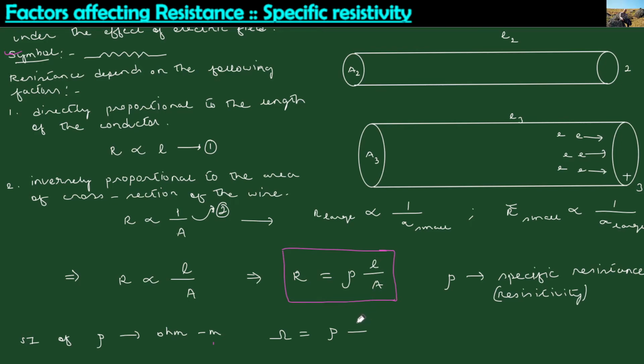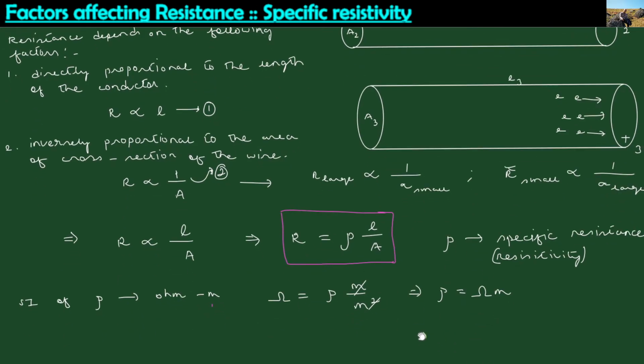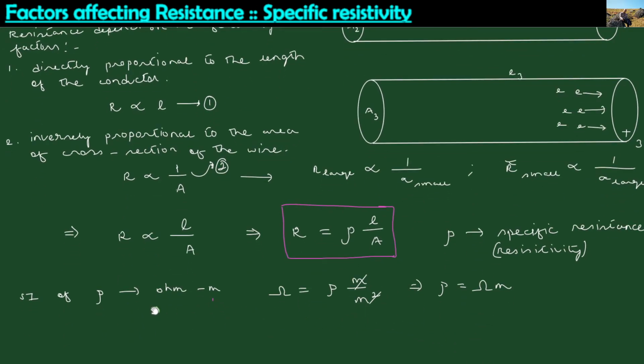Then the SI unit of length is meter, and area is what? Meter square. So this one and this one will get cut. So you get this rho, the SI unit of rho, cos multiply m this side, so you'll get what? Ohm meter. Ohm meter.